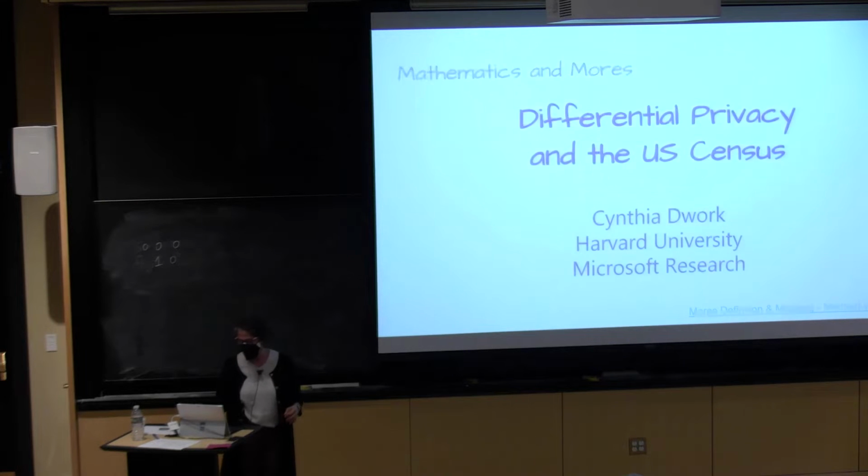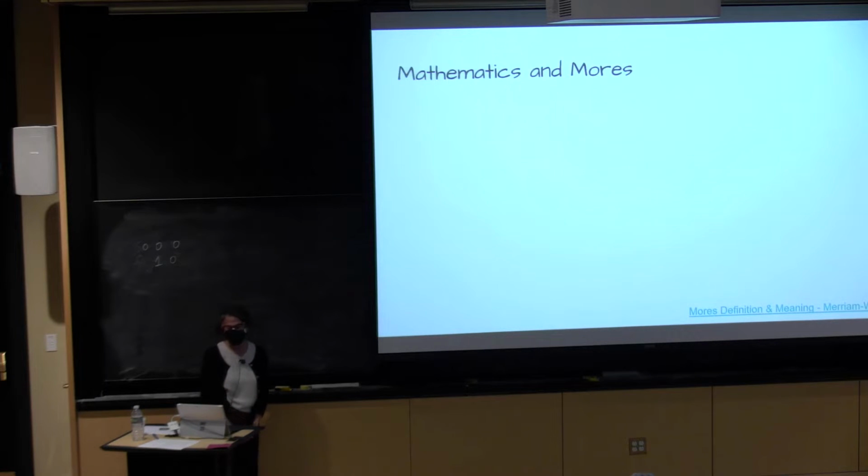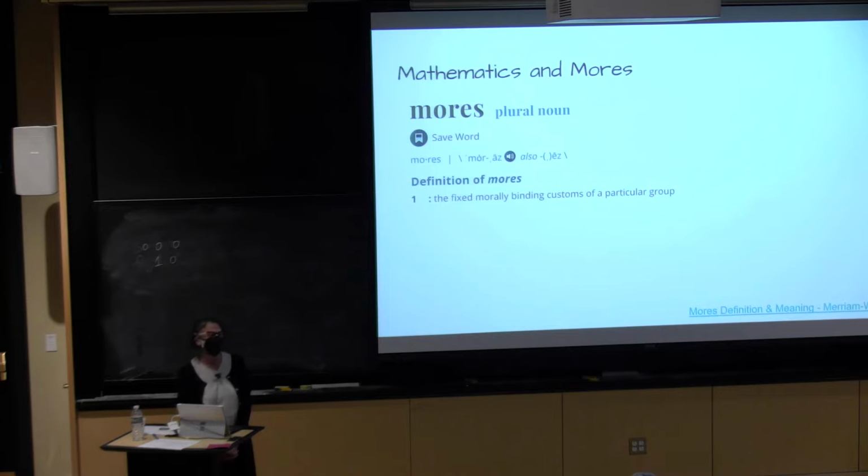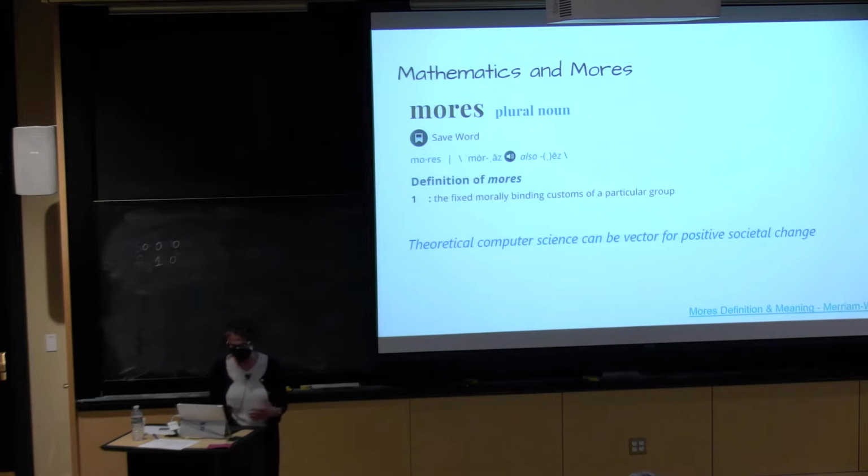So the title for this series is Mathematics and Mores, and just for the non-native speakers, I wanted to give the definition of mores as the fixed morally binding customs of a particular group. Notice that it doesn't say what is right and what is wrong. It's not the same thing as ethics, but it's contextual. And that will be particularly important when we get to fairness.